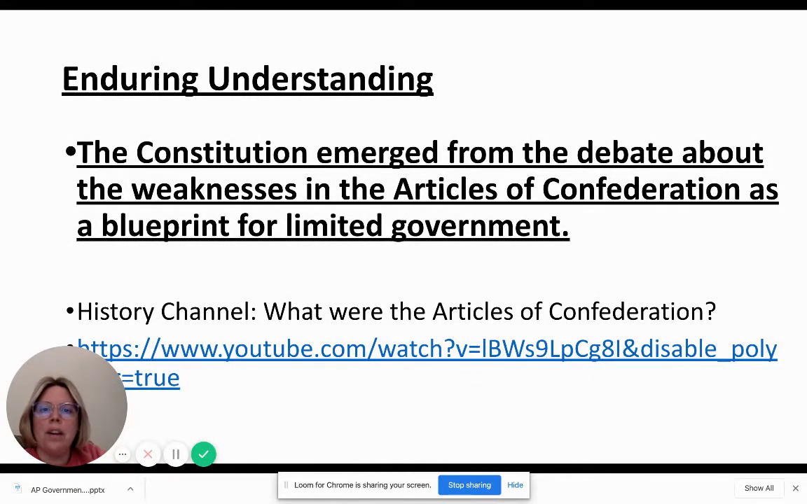Okay, another enduring understanding. The Constitution emerged from the debate around the weaknesses of the Articles of Confederation as a blueprint for limited government. So bad articles led to better Constitution. That's what you got to remember. The articles were bad. There were all these weaknesses.